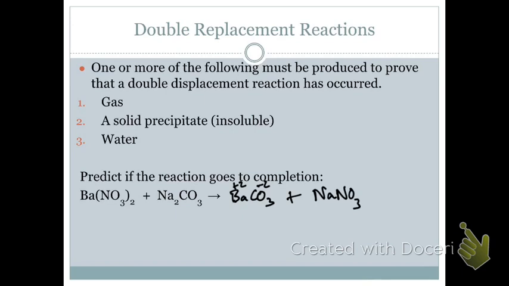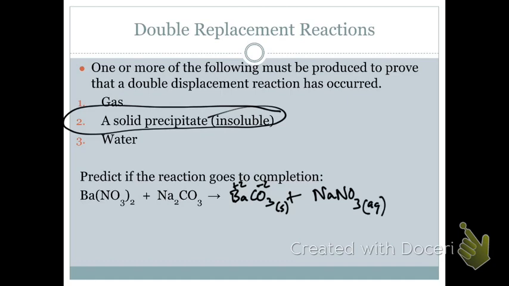All right, so I'm going to check BaCO3. So barium carbonate. If you look at it, the fourth line says all carbonates and phosphates are insoluble except for those with group 1. So barium is group 2, so we're good, and NH4. So this is insoluble, meaning it's solid. So did we have something that was insoluble? Yes. So this reaction will continue, meaning this reaction works. NaNO3, remember all nitrates are soluble, so this would actually be aqueous. But the fact that I have one solid means this will work.